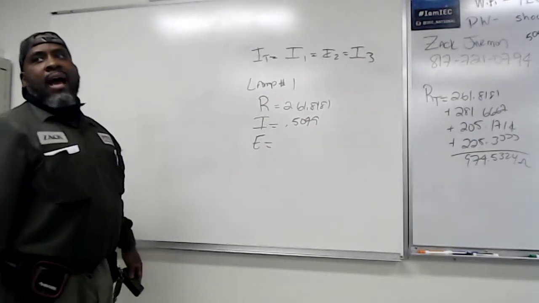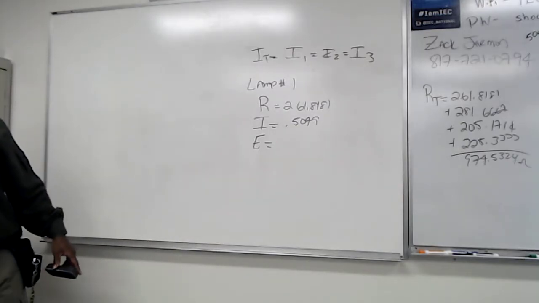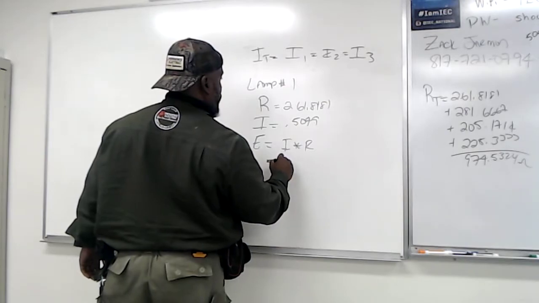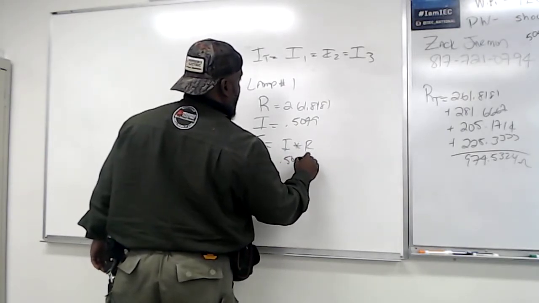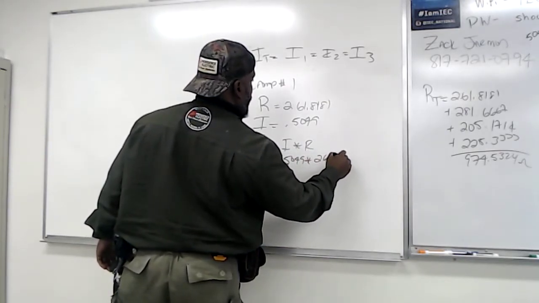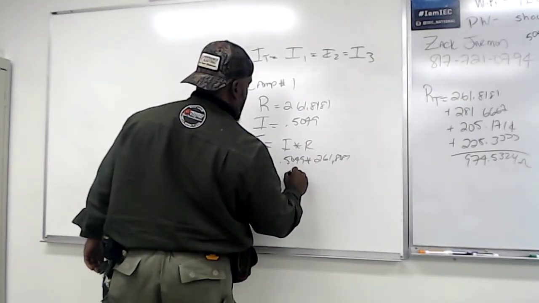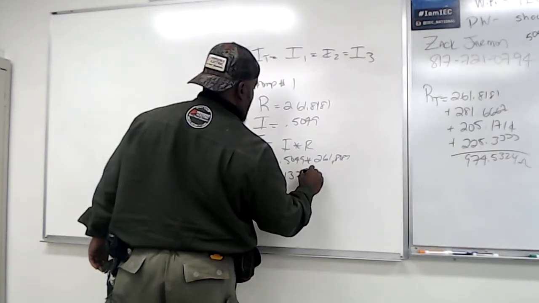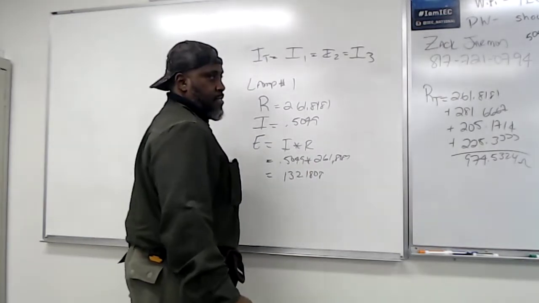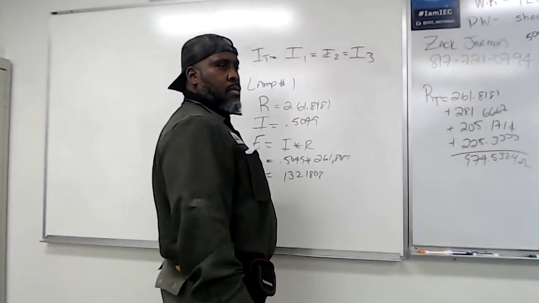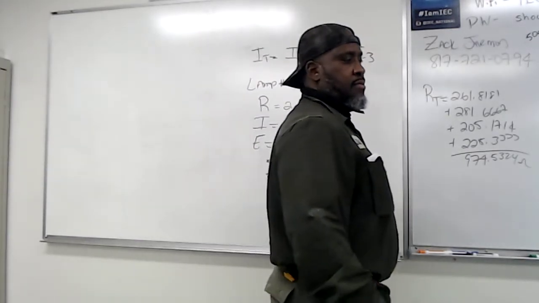How do we solve for E, Master? We got resistance and we got amperage. So we take 0.5049 times 261.8181. What do we get? 132.1808. Is that the answer? 132.2 is the answer. I think we're close enough.